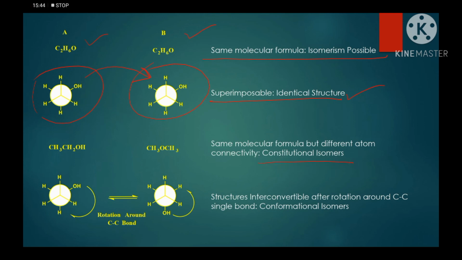Fourth point, I can convert this A into B just by doing rotation. In this case, I can rotate this OH. So we can convert A into B and B into A. These structures are interconvertible after rotation around a carbon-carbon single bond, so they are called conformational isomers.